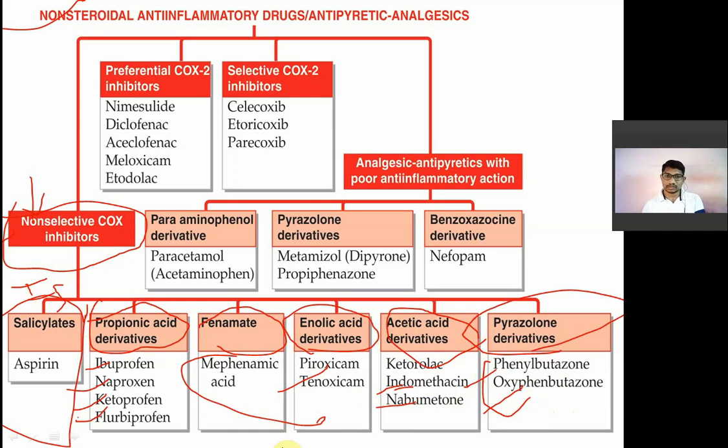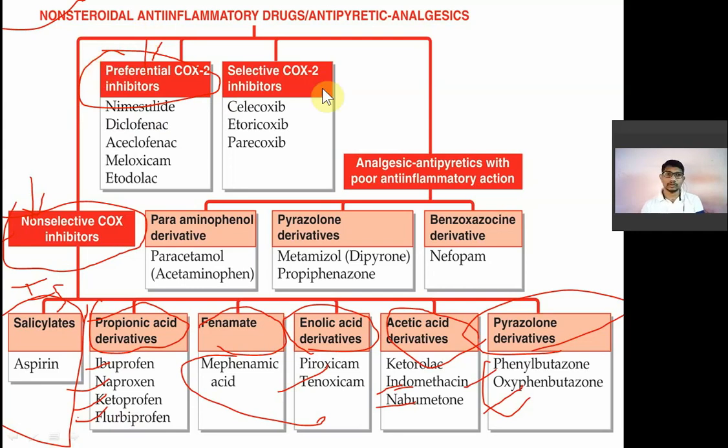Now selective COX inhibitors. So this was the first class. Now the second class, selective COX2 inhibitors and preferential COX2 inhibitors. Now the second class is preferential COX2 inhibitor. What do you mean by preferential COX2 inhibitor? These are the drugs which will preferentially inhibit the COX2. That doesn't mean they will not inhibit the COX1. They also inhibit the COX1, but they inhibit COX2 more than COX1. That's why they are known as preferential COX2 inhibitors.